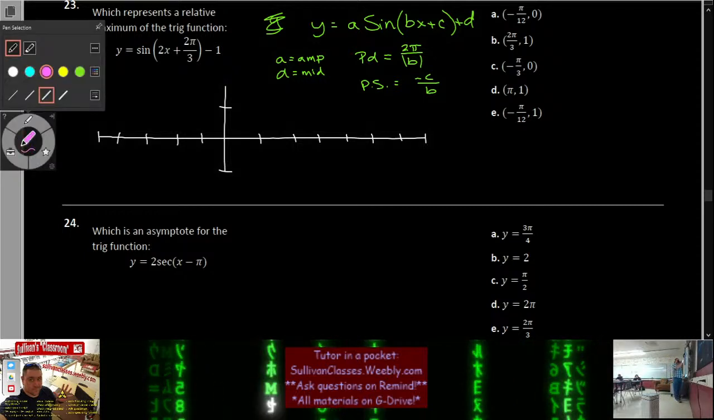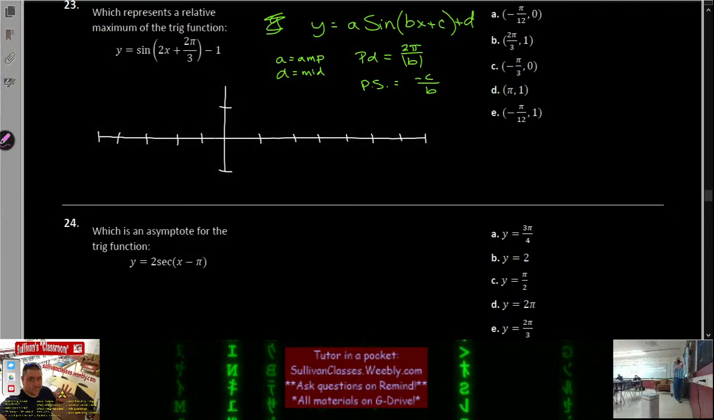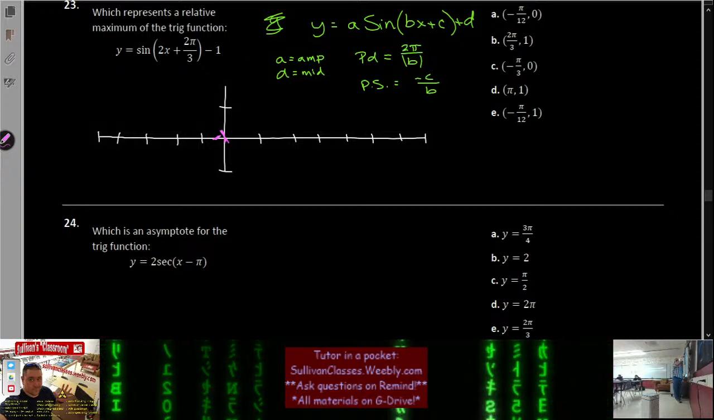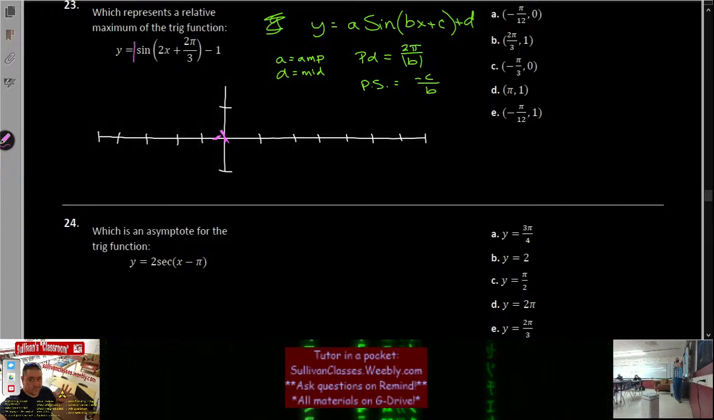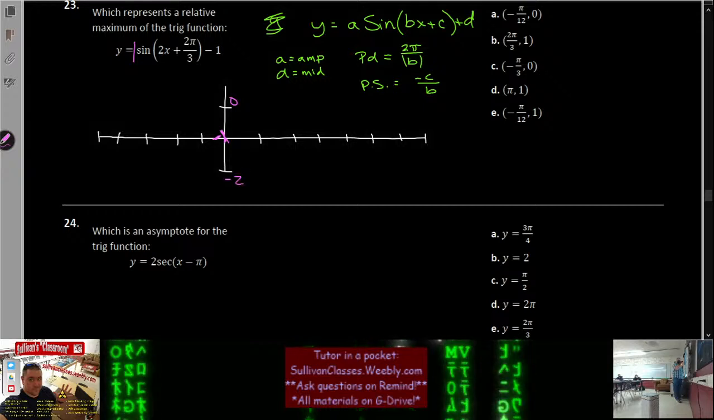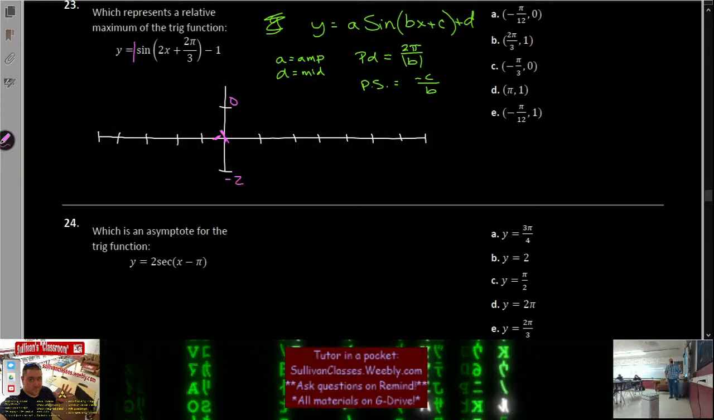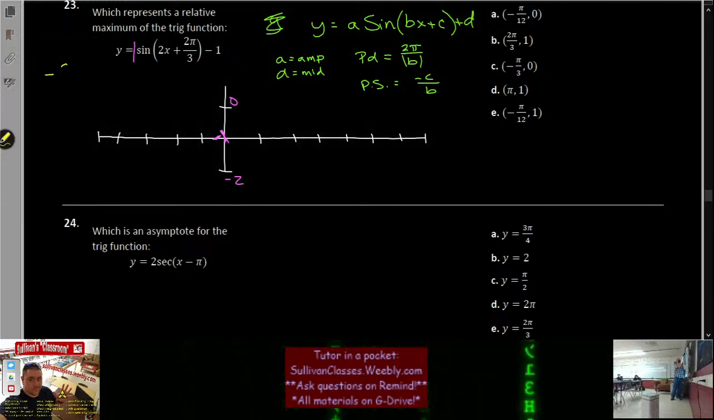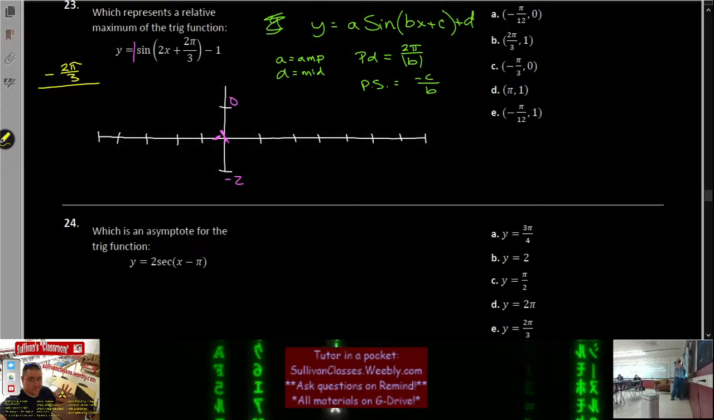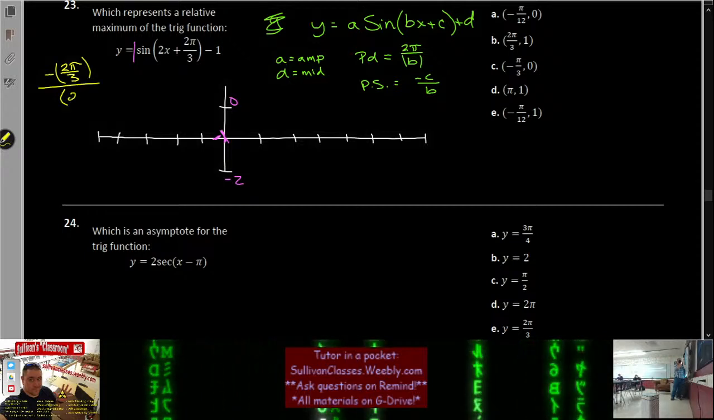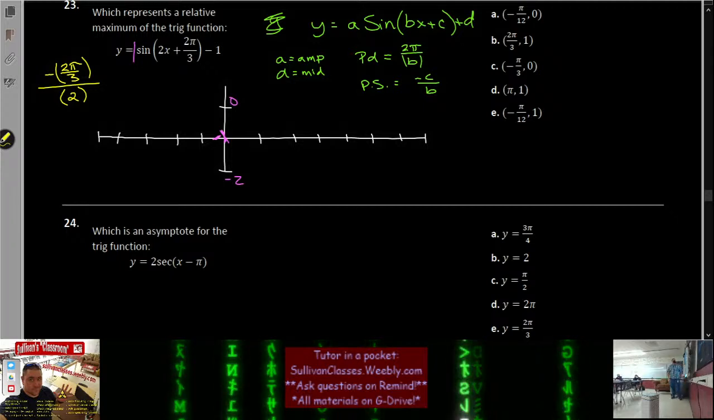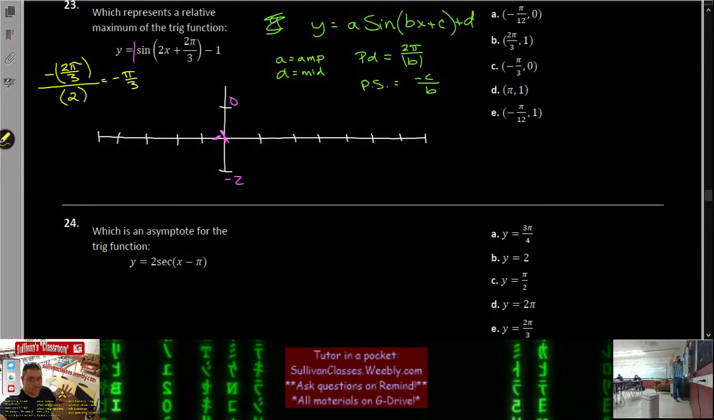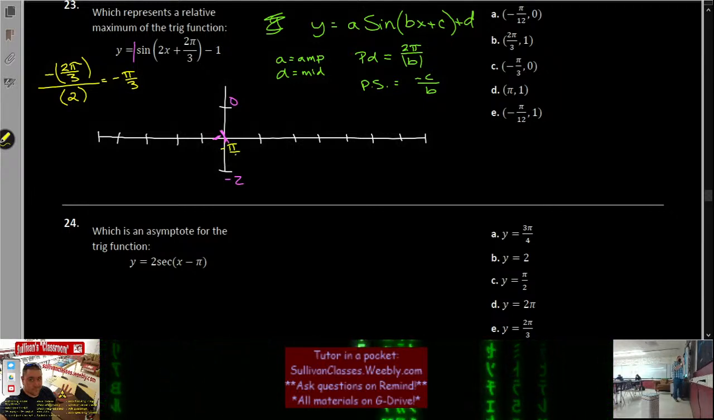If I know that my midline is at -1, I'm just going to label the midline -1. If my amplitude is still 1, then I'm going to go above that 1 and below that 1. My phase shift, negative c over b, is negative pi over 3. So I'll start my graph at negative pi over 3.